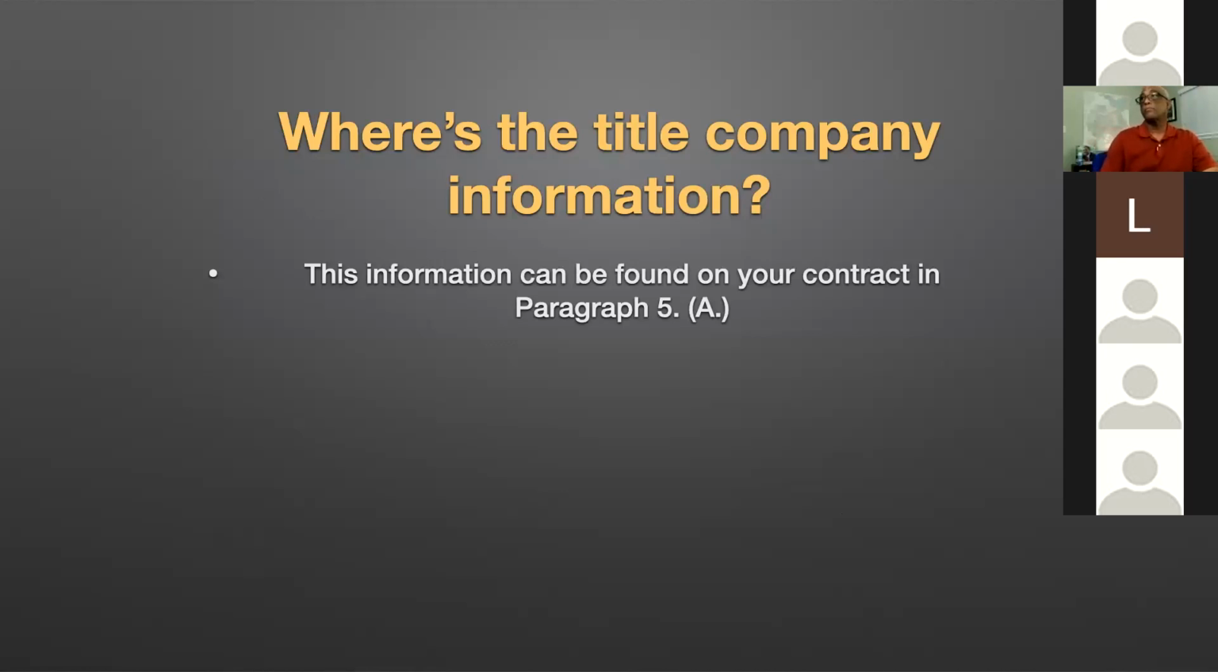So if you're looking for the title company information, this information can actually be found on your purchase contract in paragraph 5A. It has all the information about the title company. Usually the listing agent will send you the preferred title company for the particular property at hand, and you'll put it in paragraph 5A of the contract.